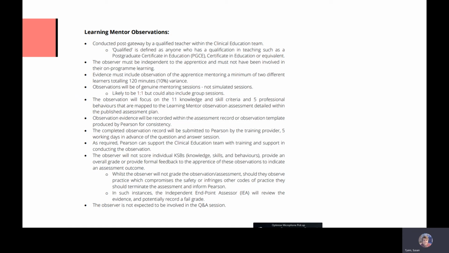The observations will focus on the 11 knowledge and skills criteria and 5 professional behaviours that are mapped in the Learning Mentor observation assessment detailed within the published assessment plan. Observation evidence will be recorded within the assessment record or observation template produced by Pearson for consistency. The completed observation record will be submitted to Pearson by the training provider 5 working days in advance of the question and answer session being conducted. This allows time for the independent endpoint assessor to review the observations and identify questions they need to clarify what the information within.